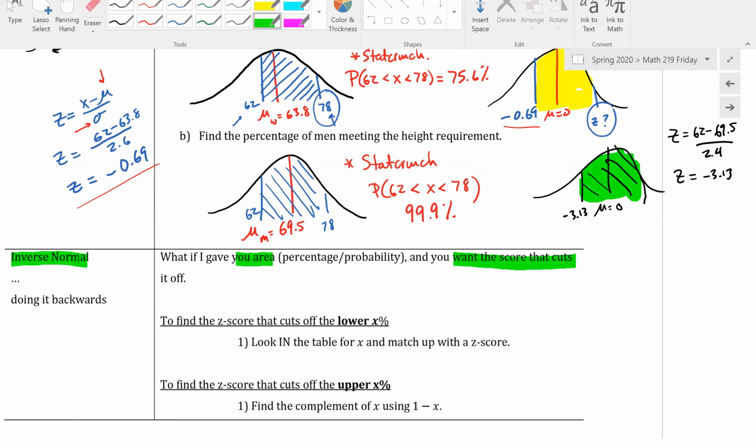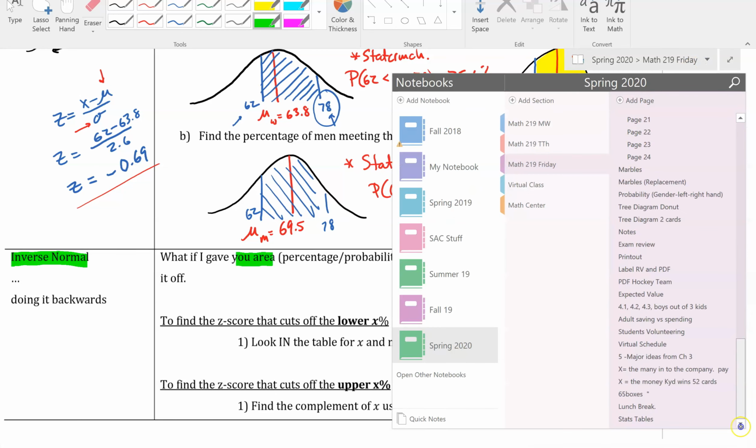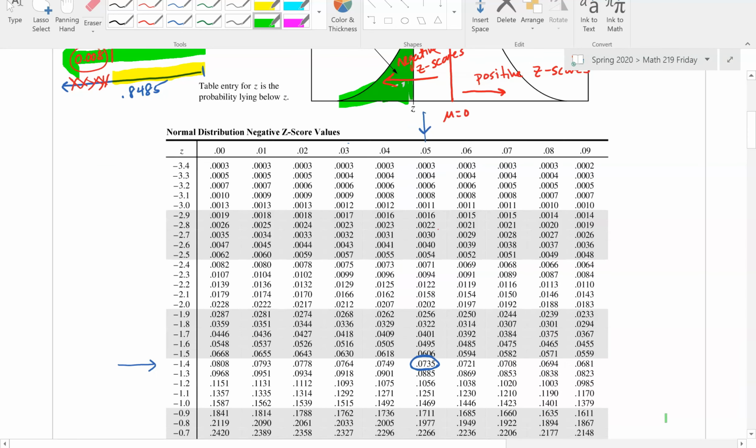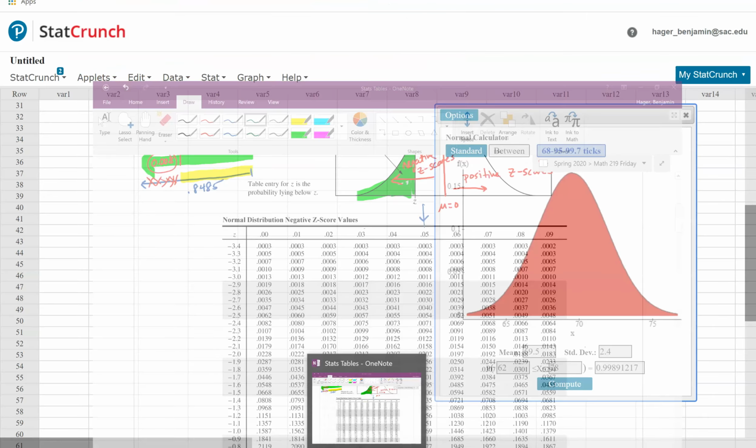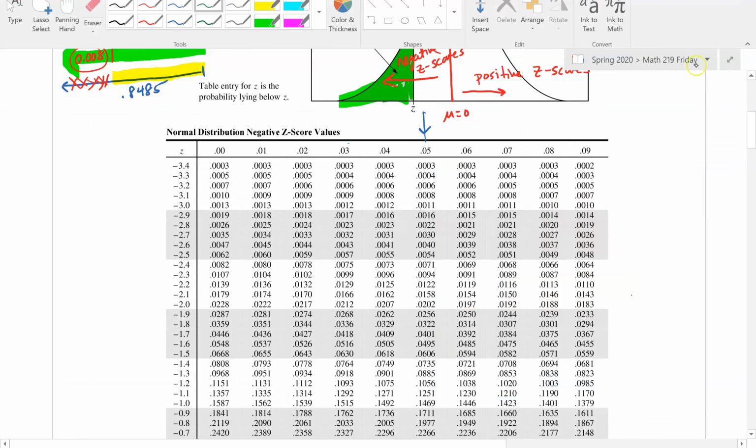As far as a z-table goes, that's really no big deal. To do it on a z-table, it just means that instead of starting with the score and looking for the area, you're going to do it the other way around. You're going to find the area you want, and then you're going to go read the score that it belongs to. So it's just again turning it around. And StatCrunch, again, makes it much easier to do. But let's take a look at the notes.